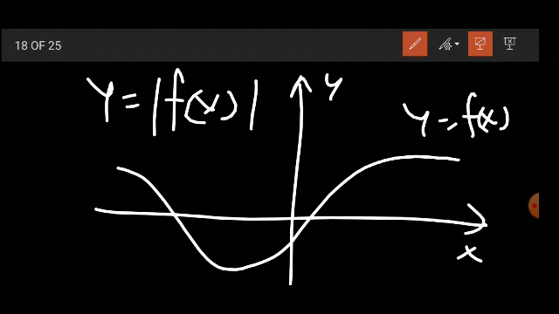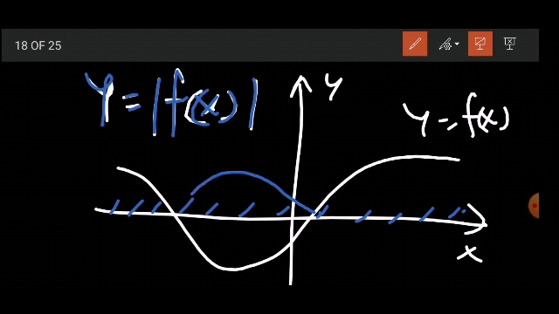Now we are interested in finding the graph of y equal to mod of fx. Let me note it down in blue color so that we can plot the graph. And here what we have to do is put the mirror on the x-axis. So the x-axis is the mirror line. Take the mirror image of this graph with respect to the x-axis, and also the portion which is included. This portion is also included. So this entire blue line is the graph of mod of fx.